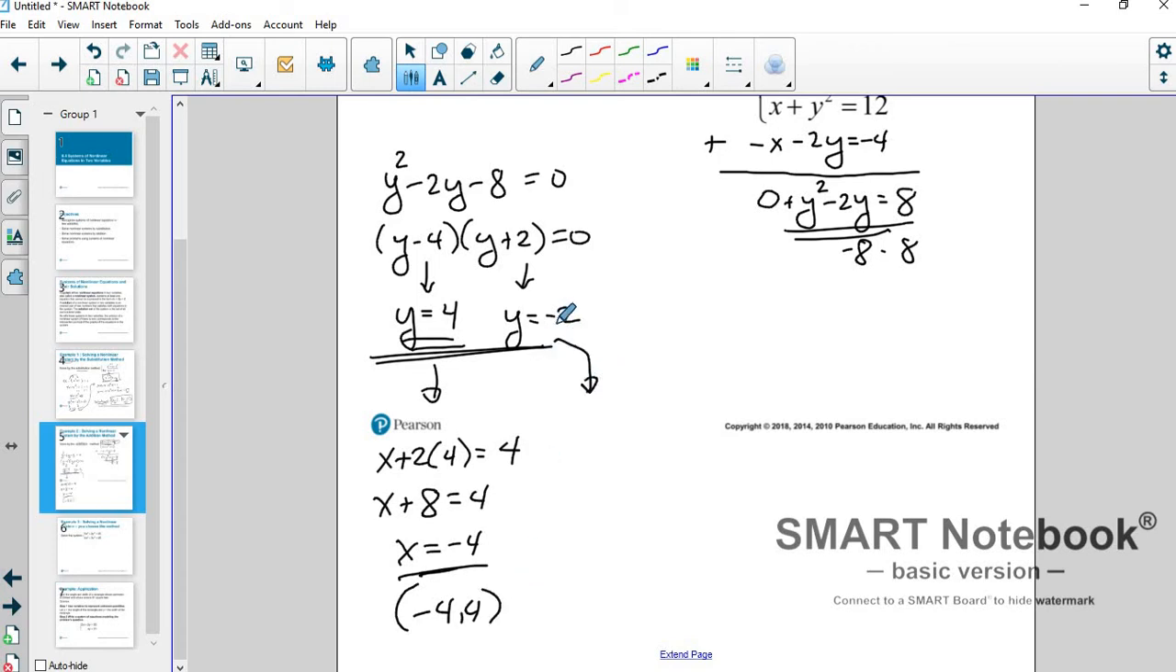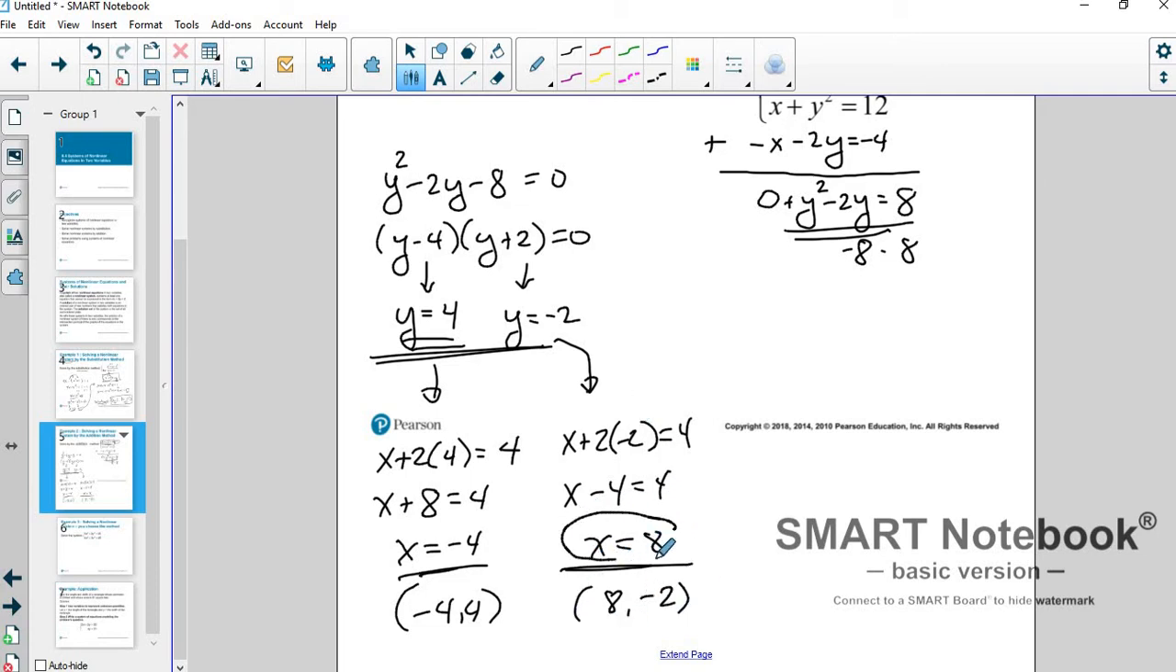If we do this with y equals -2, we get x plus 2 times -2 equals 4. x minus 4 equals 4. Add 4 to both sides, you get x equals 8. And so we get the point (8, -2) as our other point. Make sure you get them in the right order, right? x goes first in the ordered pair, y goes second in the ordered pair. And these are my two solutions.